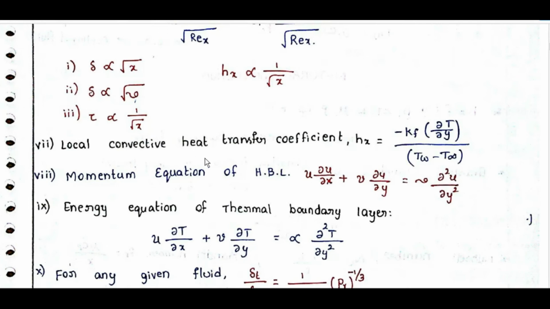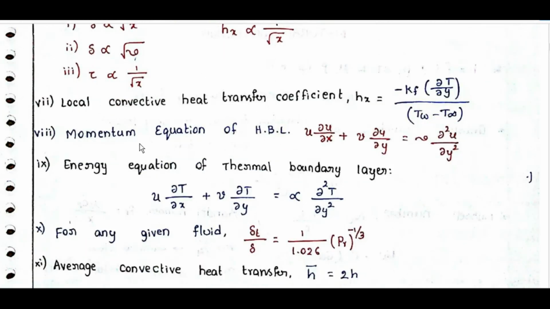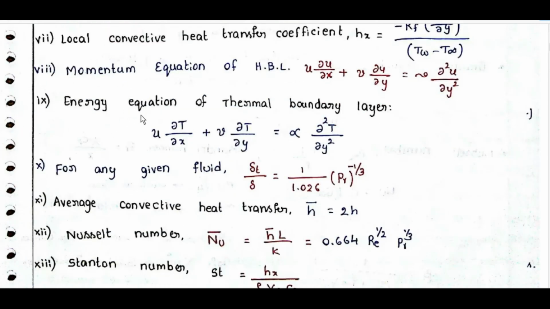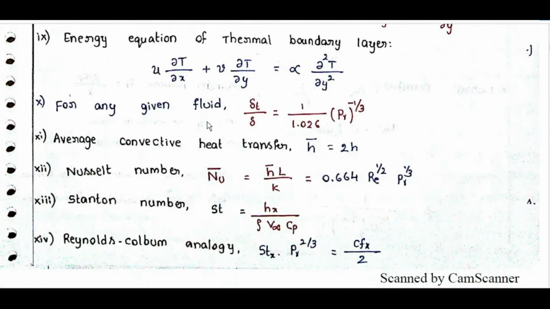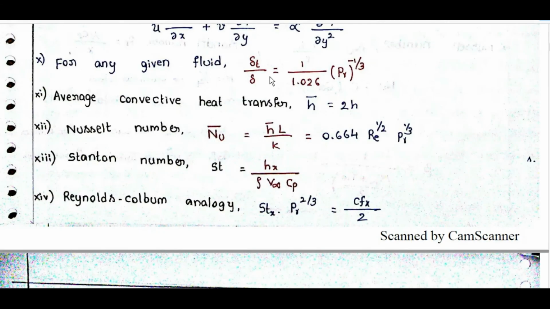Local convective heat transfer coefficient hx is equal to minus kf dou T by dou y by (Tw minus T infinity). Momentum equation of the hydrodynamic boundary layer: u dou u by dou x plus v dou u by dou y is equal to mu dou square u by dou y square. Energy equation of the thermal boundary layer: u dou T by dou x plus v dou T by dou y is equal to alpha dou square T by dou y square. For any given fluid, delta T by delta is equal to 1 by 1.026 Pr into Pr whole power minus 1 by 3.